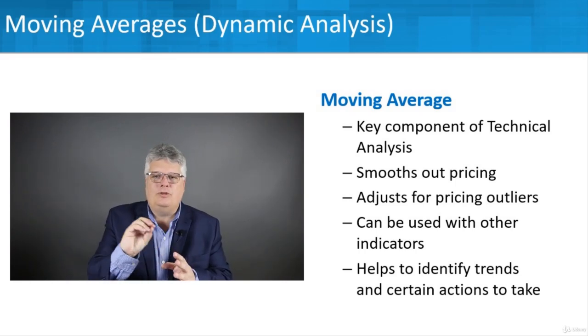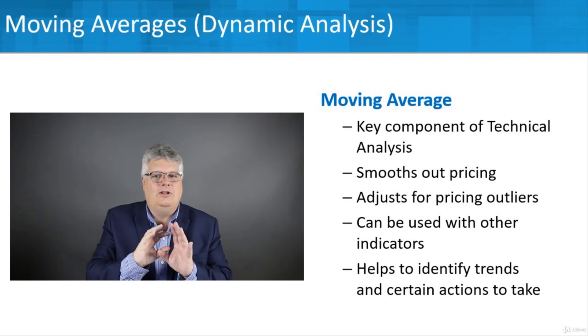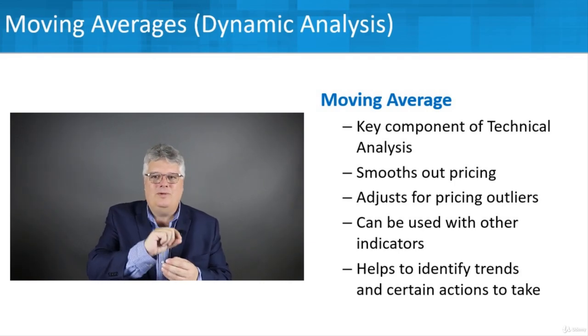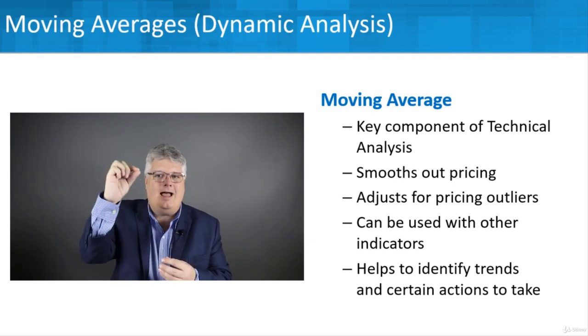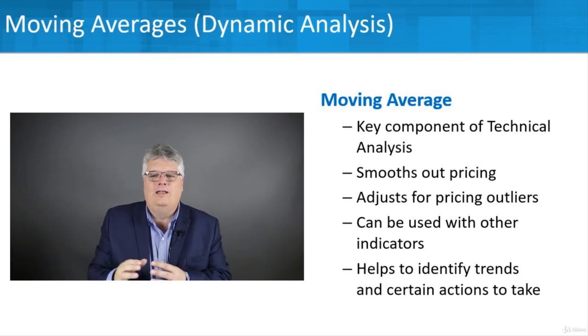Again, it's going to smooth out the pricing, so you're not going to have that choppy up and down. It's going to have a smooth kind of line, depending on what moving average you use. And it can adjust for pricing outliers, right? Where you might see prices going up and down, so there's a big high and it comes down, and then there's a big low and it comes back up. A moving average will smooth that out and basically account for those price outliers, either high or low.